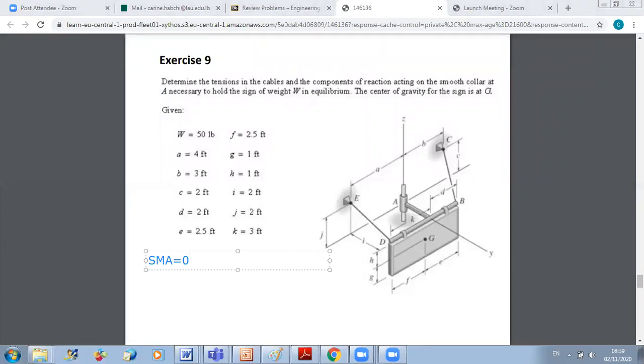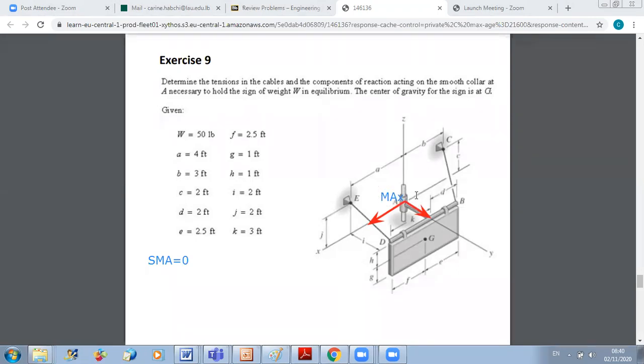Okay, and please, when you do sum of moment about A, don't forget to include the reaction moment at A. It's true that when we take A, the moment of AX and AY is 0, but keep in mind that you have reaction moment MAX and reaction moment MAY. And as you know, the moment is a free vector. So I always take into consideration this moment if I do sum of moments about any point.